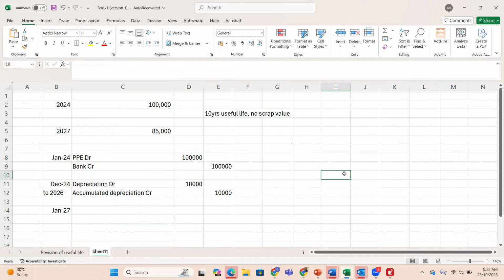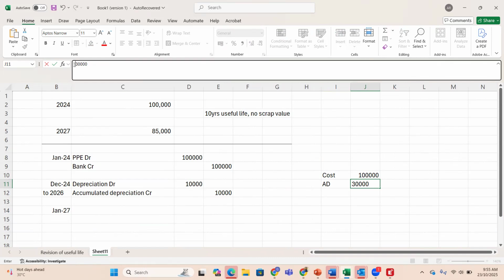So let me first calculate the amount. What is the cost? Cost of the asset, PPE account. What is the balance as of 2027? It is 100,000. That account is not getting credited at all, right? Then there is accumulated depreciation. It is 30,000. And this is credit. So can I give negative?